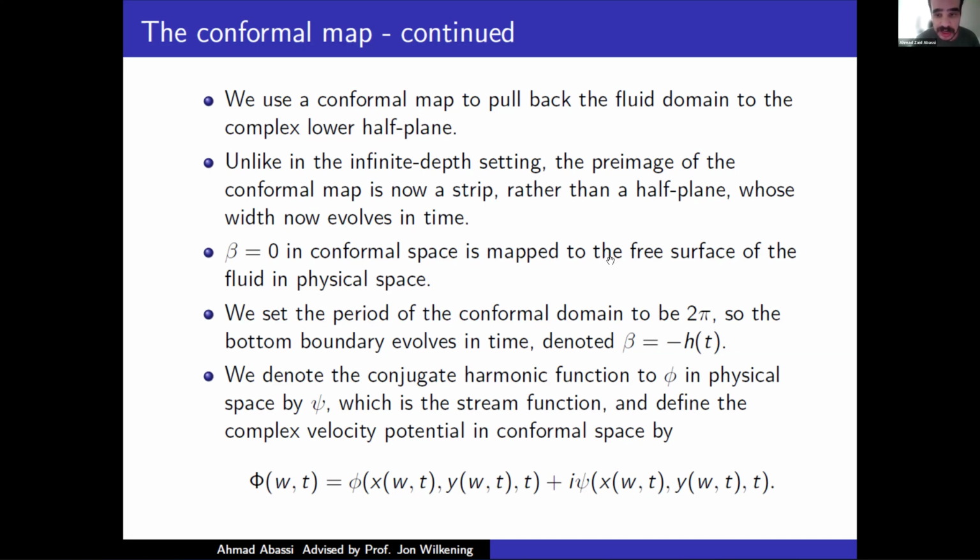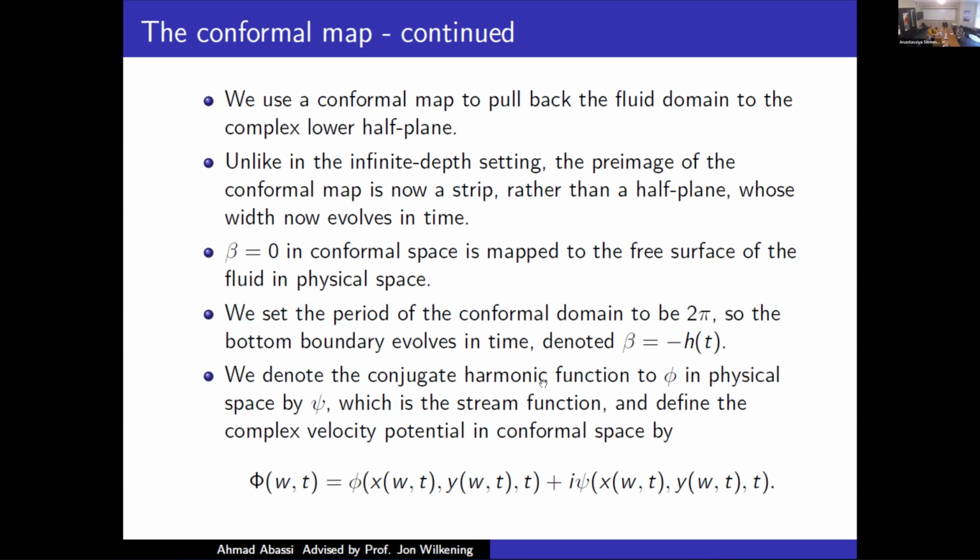And as usual, beta equals 0 in conformal space is mapped to the free surface of the fluid in physical space. And then we, of course, set the period of the conformal domain to be 2 pi, as shown on the previous slide, so that the bottom boundary evolves in time, and we don't need to worry about anything else besides time for the bottom boundary.